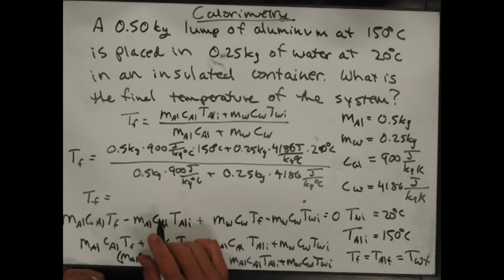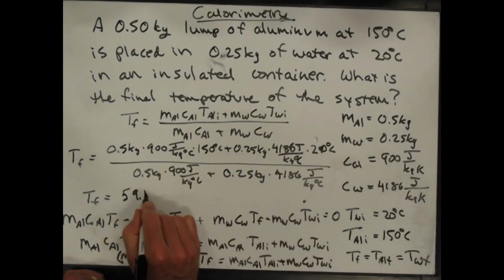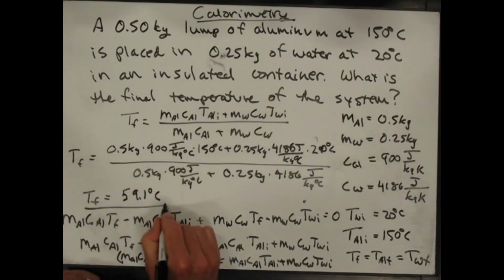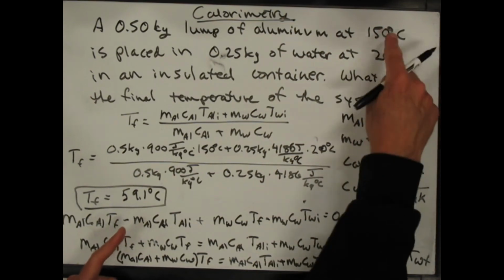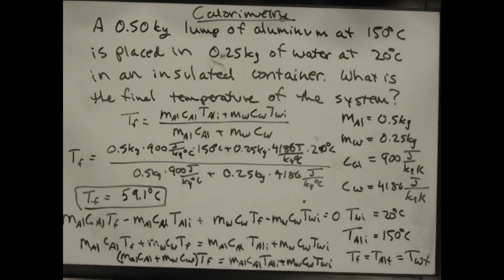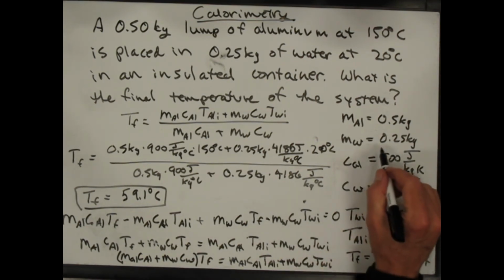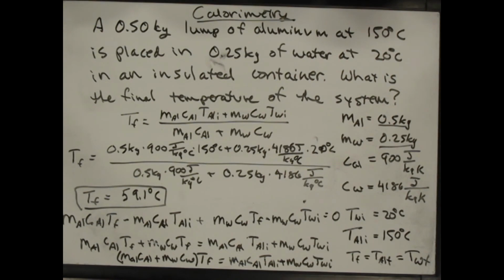And so when I evaluate this, if I crank through all this, I get 59.1 degrees C. And so this number makes sense to me. It's between these two, and it's a good bit closer to the water, which has the much higher heat capacity, which more than enough compensates for its smaller mass. It's pretty dense, but you can do all that.